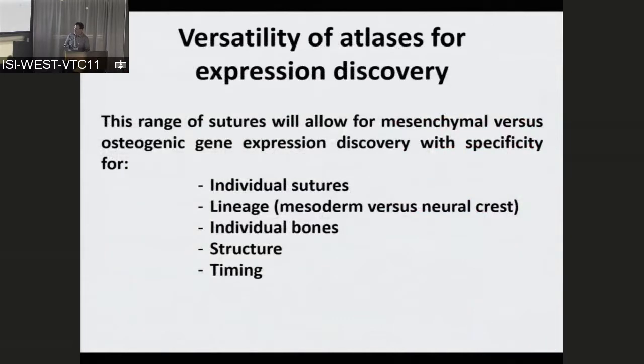So the versatility of these gene expression atlases, we hope, is certainly that you'll be able to discover gene differences between individual sutures. We're also hoping it'll be a way of discovering differences between lineages, say mesoderm versus neural crest, or between individual bones. And there are papers, say from the Longacre lab, that characterize the differences, at least in gene expression levels, between frontal and parietal bones. Perhaps structure, and then also the timing, so the evolutionary age of the suture.